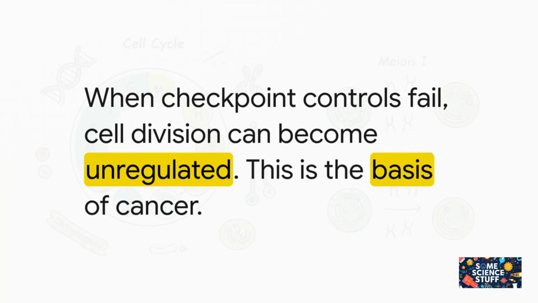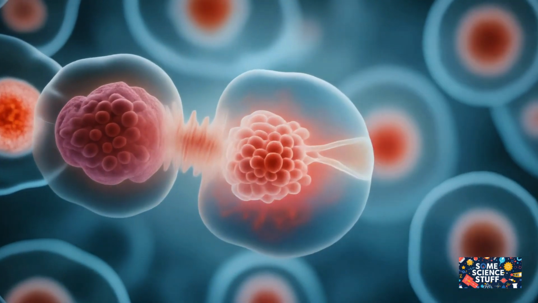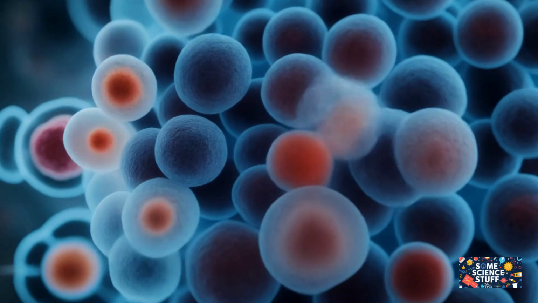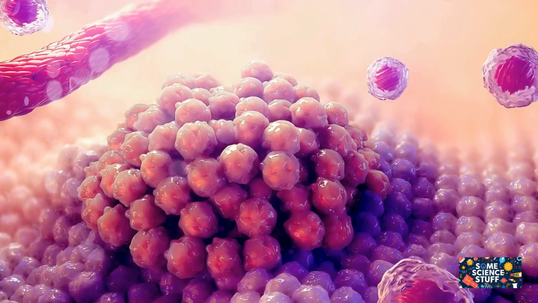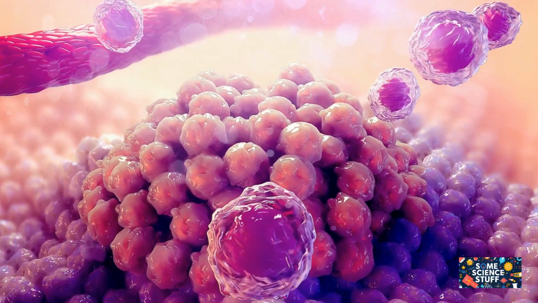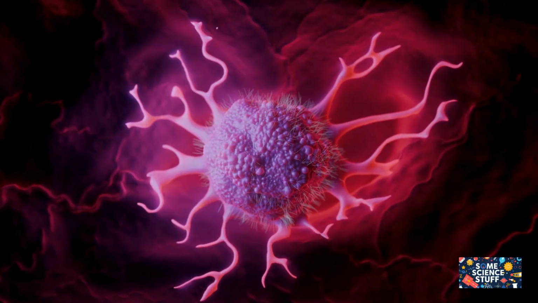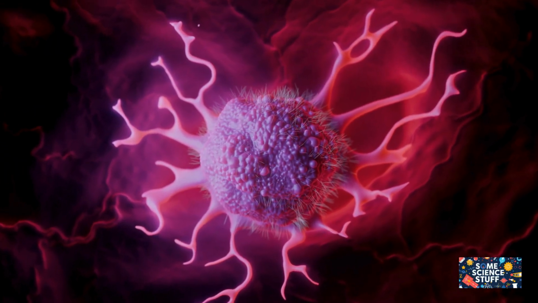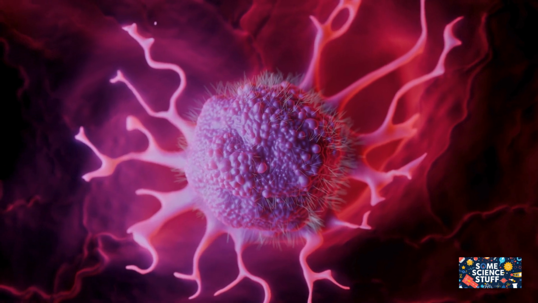And this, right here, is the critical link. Cancer, at its very core, is a disease of the cell cycle. When these checkpoints fail, when a cell starts ignoring the stop signs, it can begin to divide uncontrollably over and over, and that is what leads to the formation of a tumor.